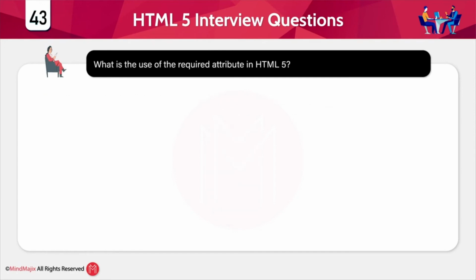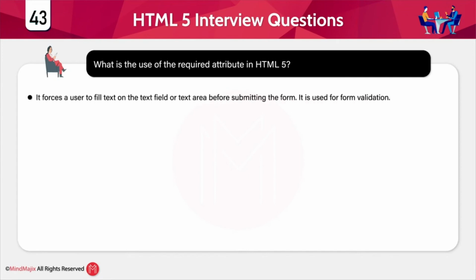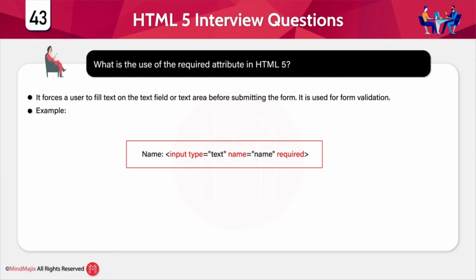What is the use of the required attribute in HTML5? It forces a user to fill in the text field or text area before submitting the form. It is used for form validation. For example, input type equal to text with required: it validates the text field. It won't allow the end user to go to the next control without filling in the data in the name field.